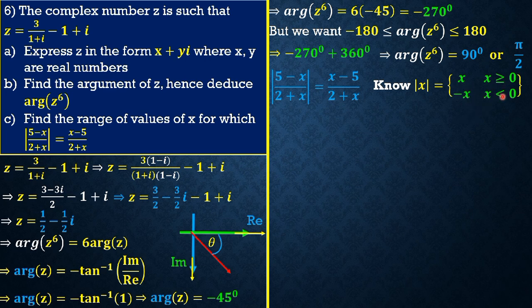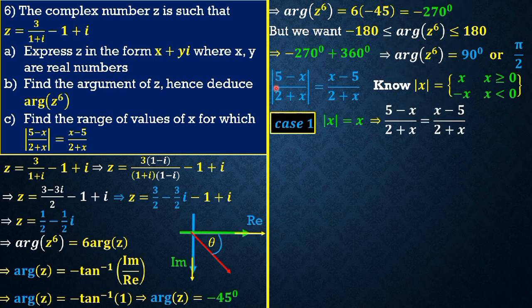Now, guys, let's consider this in terms of cases. Let's look at case 1, where the absolute value of x is just the same as x. It therefore means that this 5 minus x over 2 plus x now simply becomes the same. If you cross multiply, we are going to have 5 minus x equal to x minus 5. Simplifying that gives us x equal to 5. Okay, now guys, x equal to 5 is okay, right?